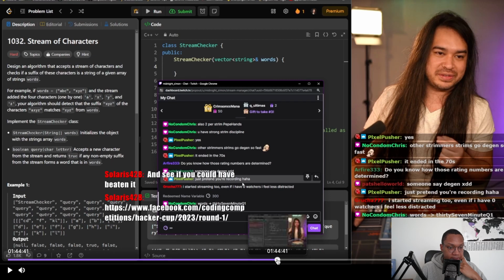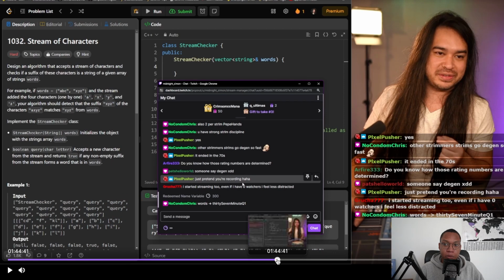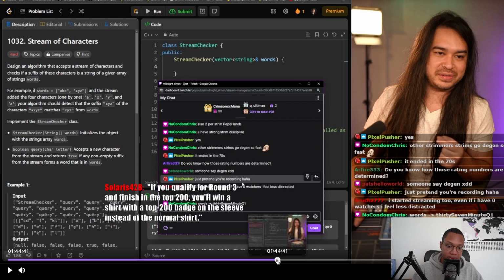The first line contains an integer t, 1 less than t less than or equal to 20. You can check last year's cup to see what the score is to the 2000th and see if you could have beaten it. So you can upsolve it or try to solve it.